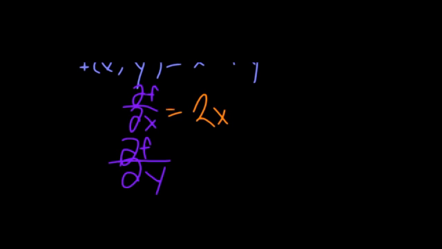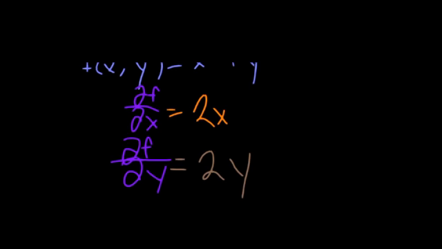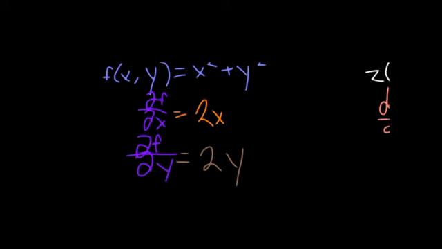And for the partial derivative of the function with respect to y, it's going to be the constant 0 plus 2y. I don't have to write the constant 0, so we have 2y. And we're done.